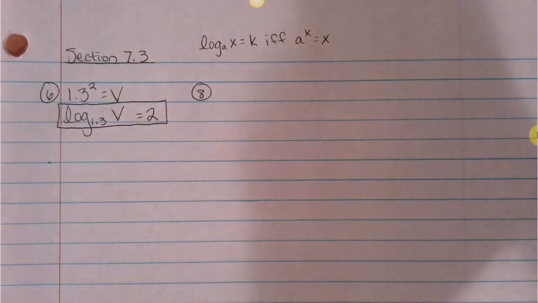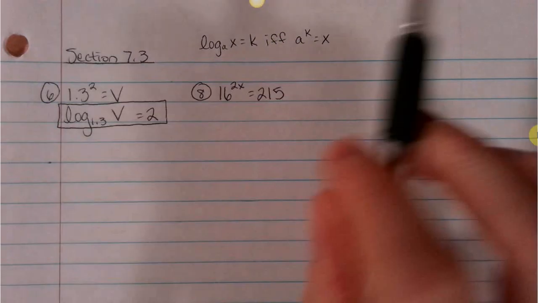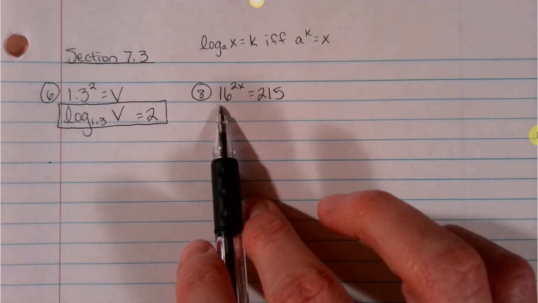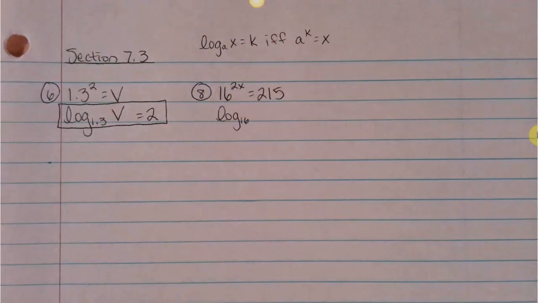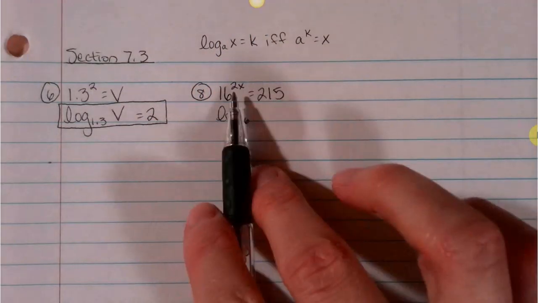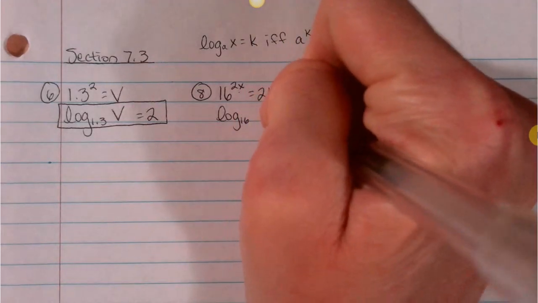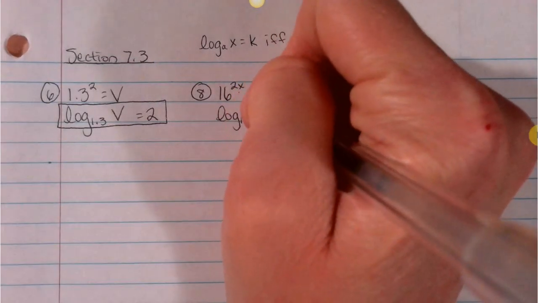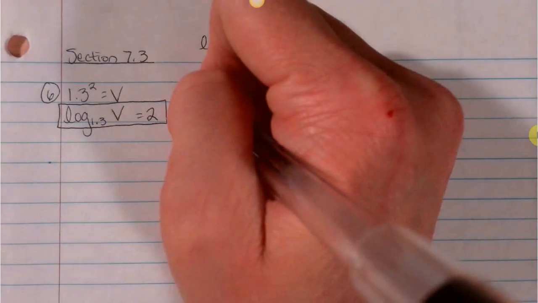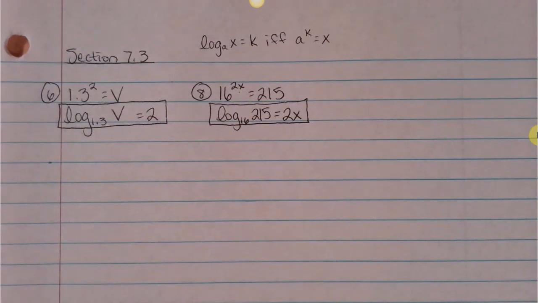For number 8, we're doing the same thing. We're given 16 to the 2x equals 215. So what's in place of our base a is the 16. So that's what goes in place of the base on the logarithm. And then in place of the k, the exponent, that's the 2x. So that goes on the other side of the equal sign by itself. And then what's left over that we haven't used yet is the 215. So that's what goes in place of the x. So we have log base 16 of 215 is equal to 2x.